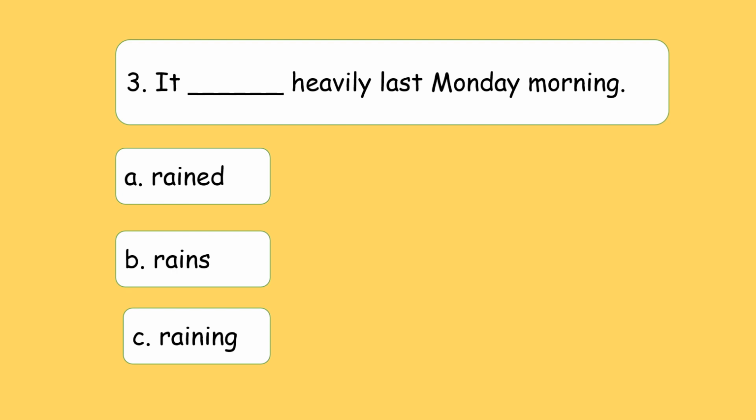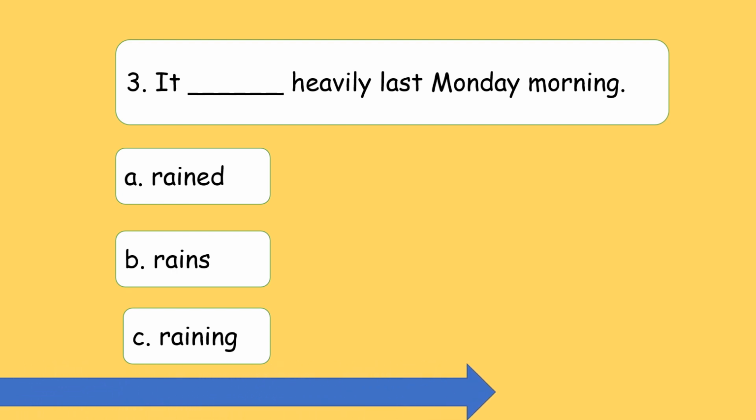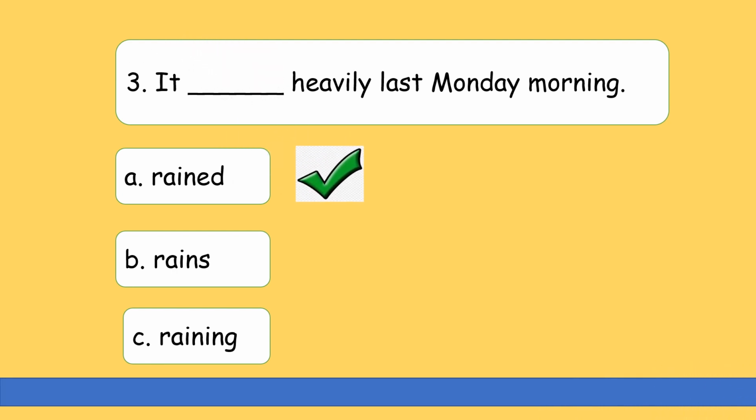Number 3. It blank heavily last Monday morning. A. Rained. B. Rains. And letter C. Raining. Is it rained, rains, or raining? It rained heavily last Monday morning. The past tense of the verb rain is rained.